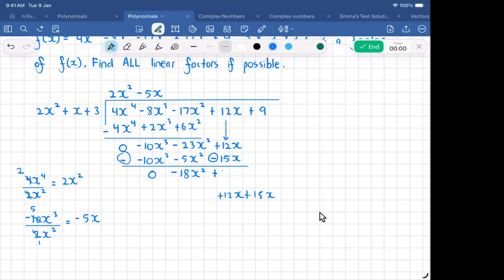What is 12x plus 15x? What is 12 plus 15? 12 plus 15 is 27. So that'll just be plus 27x. Because this is going to turn into plus, so plus 12x plus 15x is plus 27x. Then we bring down the plus 9, and we repeat the whole process over again.